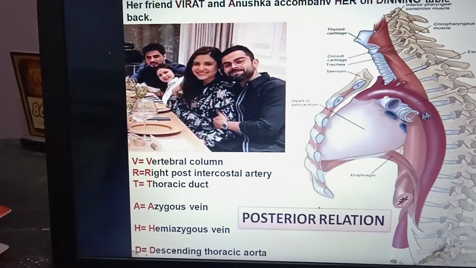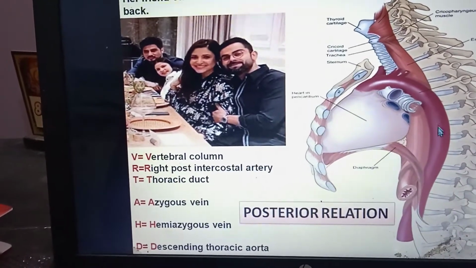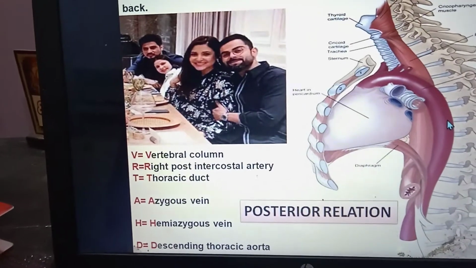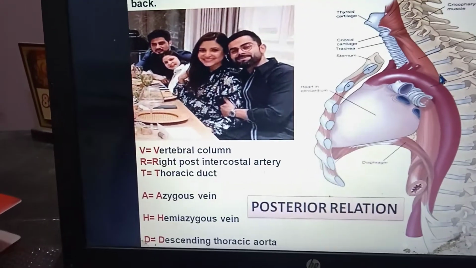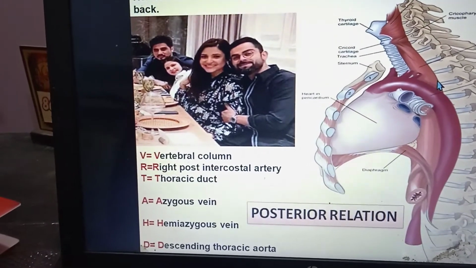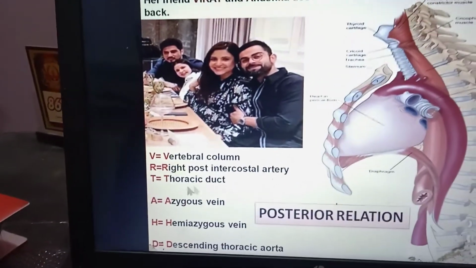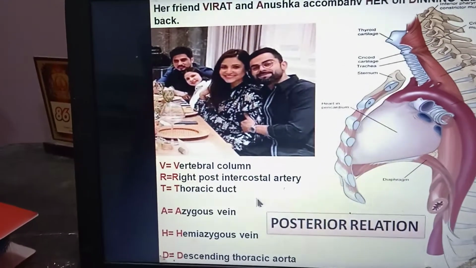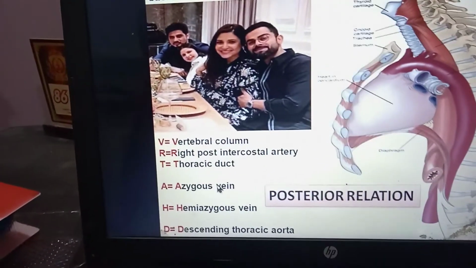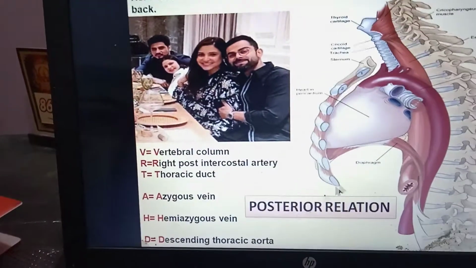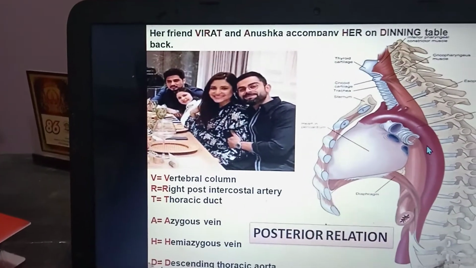Right posterior intercostal artery. There are so many posterior intercostal arteries arising from the descending thoracic aorta. As the descending thoracic aorta is on the left side, the right ones cross to the right side. So they cross the esophagus from its posterior aspect. So there are many posterior intercostal arteries, the right ones only. And then T for thoracic duct, azygos vein and hemiazygos vein. All these are in the posterior relation, as well as the descending thoracic aorta. Here we can clearly see that the descending thoracic aorta is in the posterior relation of the thoracic part of the esophagus.